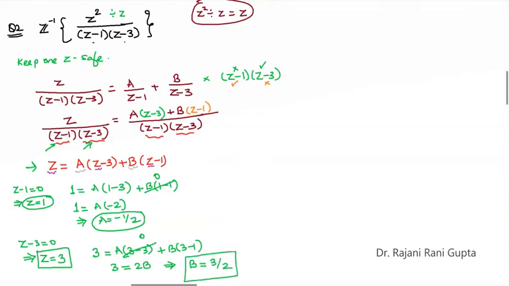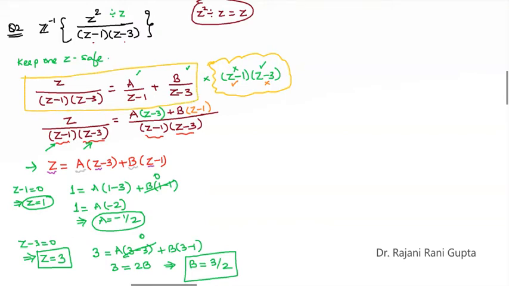So now, getting these two values of A and B, we substitute them here at the very first place. Remember that this term is just for the calculation purpose, just for the explanation. The original term is only this.